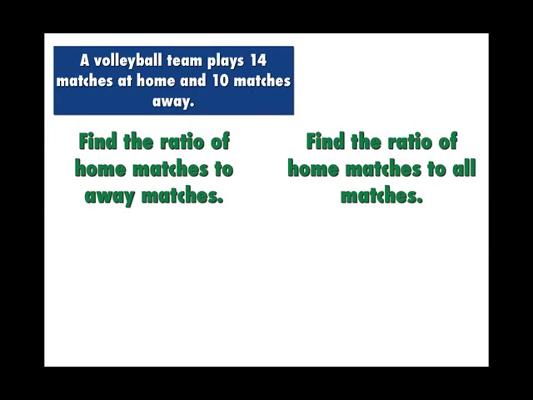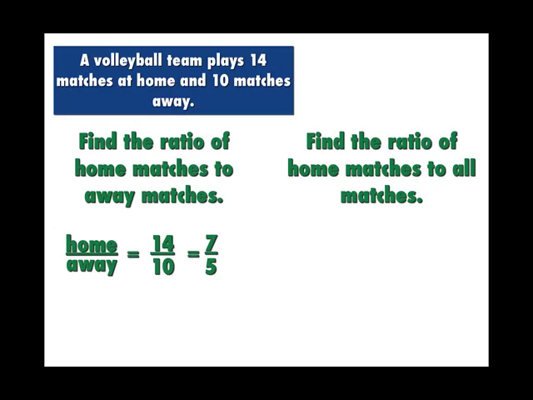So here's our problem again. We know that they play 14 matches home, 10 matches away. So the ratio of home matches to away matches is going to be 14 to 10. 14 home matches for every 10 matches away. But we know that 14 and 10 can both be divided by 2. So in lowest terms, the ratio of home matches to away matches is 7 to 5. Or for every 7 home matches, there are 5 away matches.